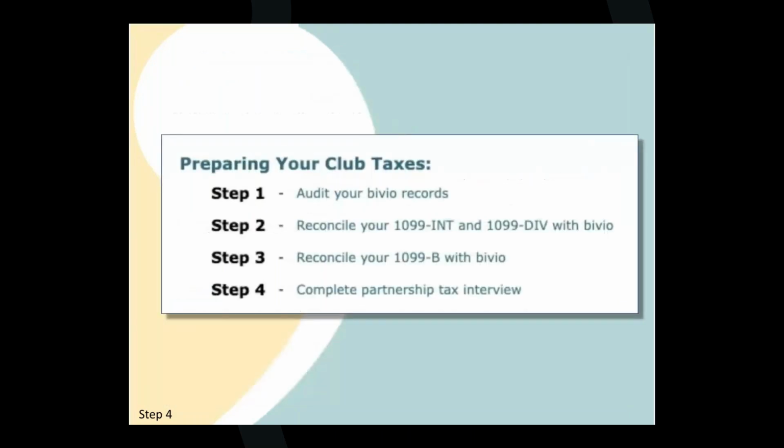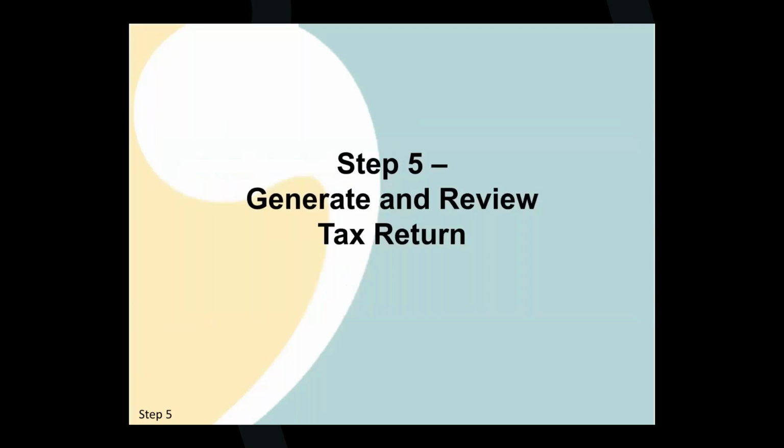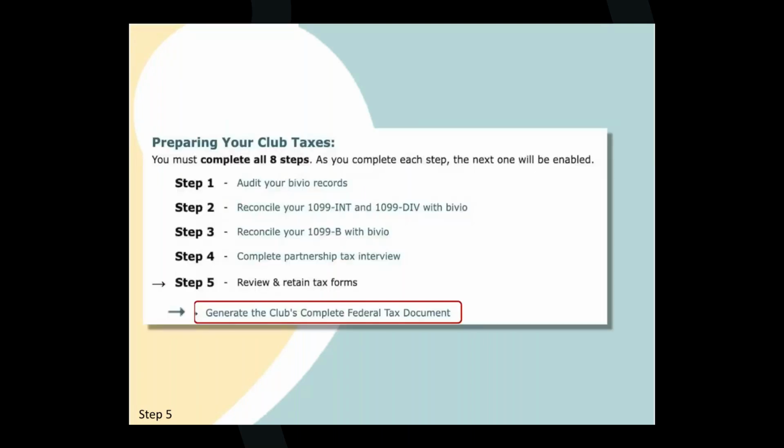There, after you've answered all of the questions in the tax interview, you've completed step 4 of the tax preparation process, and you'll be returned to the bivio tax page. In step 5, you can generate, download, review, and save a copy of your club's tax documents. Click here to generate your entire federal tax return.